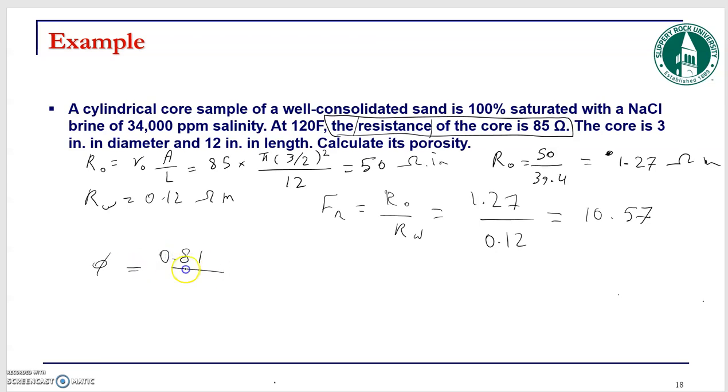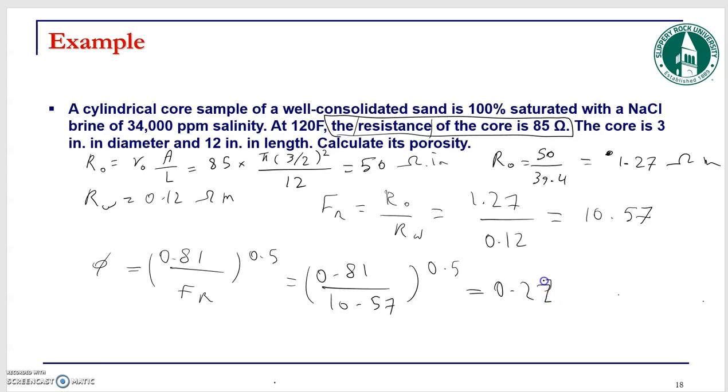Now we can use the Humble formula, which we just discussed in the previous video. The constant was 0.81. We can use this equation, porosity equals 0.81 divided by F_R to the power of 0.5, so 0.81 divided by 10.57 to the power of 0.5, and that's 0.28, right? So the porosity is 0.28, and that's it. Pretty straightforward. And please let me know if you have any questions. We'll continue on resistivity.